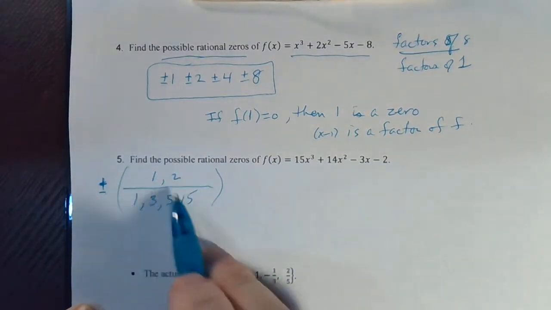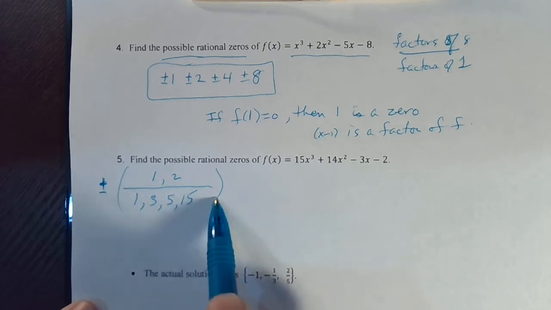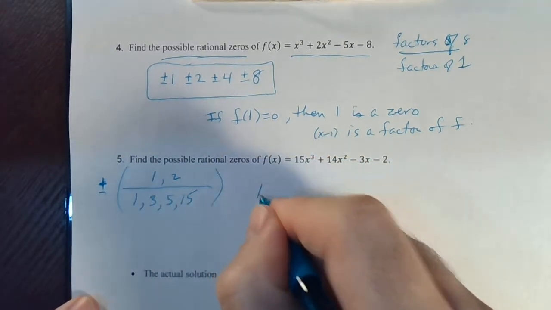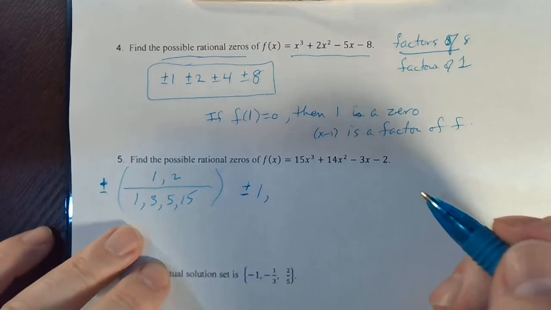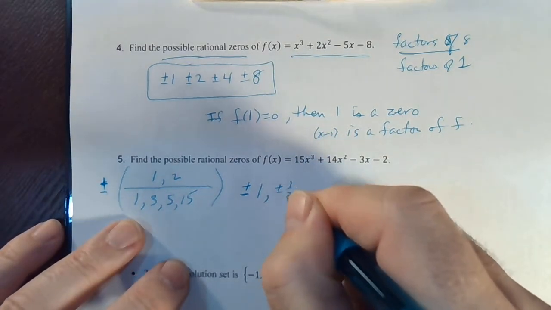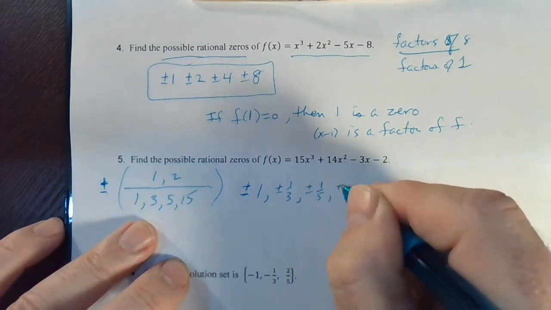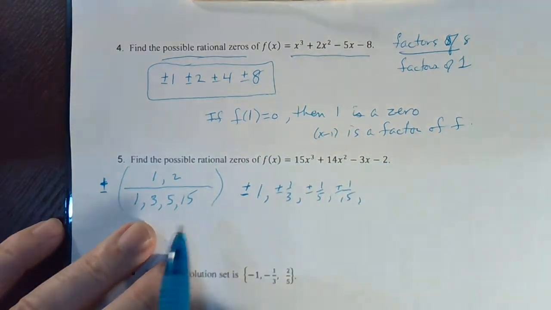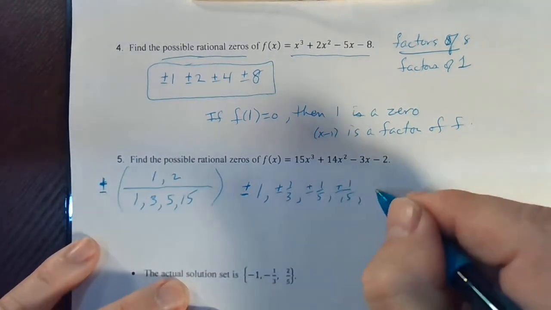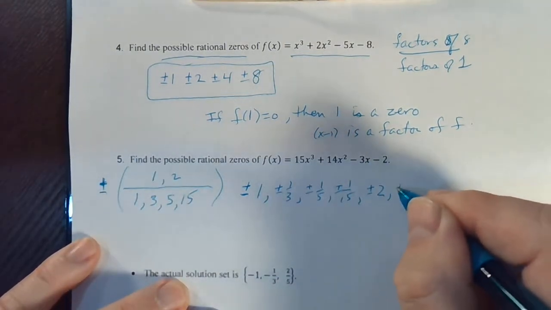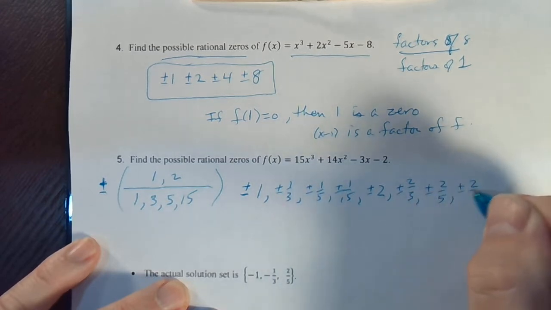So we have to do every single possibility here. I'm going to start with 1 and put 1 over all of these. So we would have plus or minus 1, plus or minus 1/3, plus or minus 1/5, plus or minus 1/15. And then we repeat with putting 2 on top and all of these on the bottom. So plus or minus 2, plus or minus 2/3, plus or minus 2/5, plus or minus 2/15.